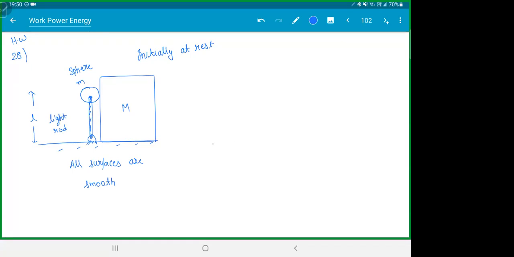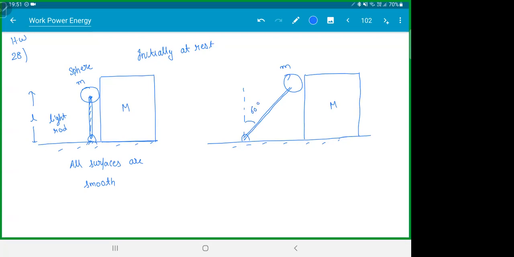Now, someone just gently disturbed it, and this is what happened. This rod started swinging, and you just lost contact. This happened at 60 degrees. So at angle 60 degrees, they lose contact with each other. After this, the block will go here and this will just fall down.